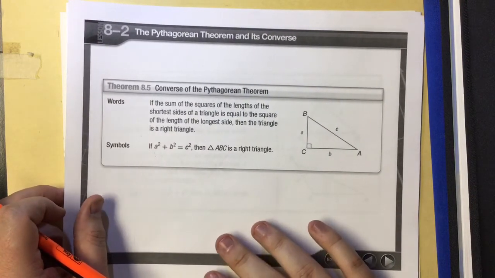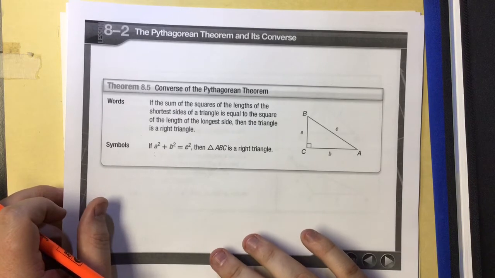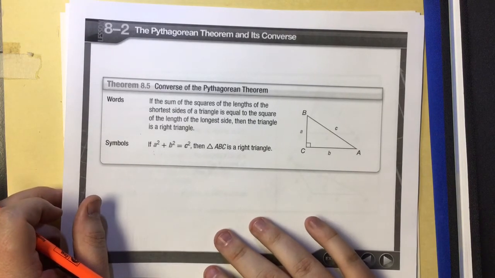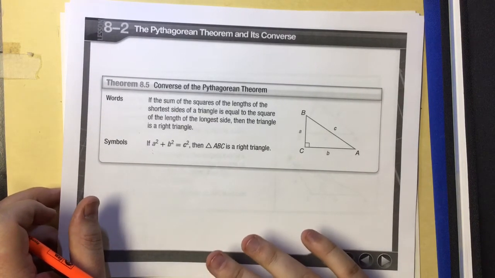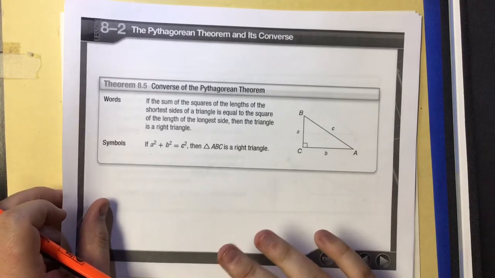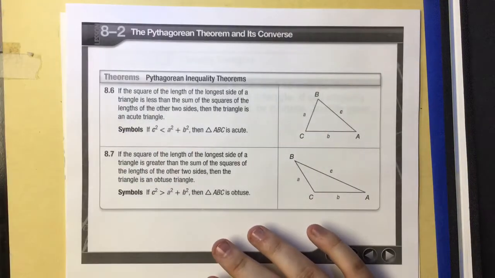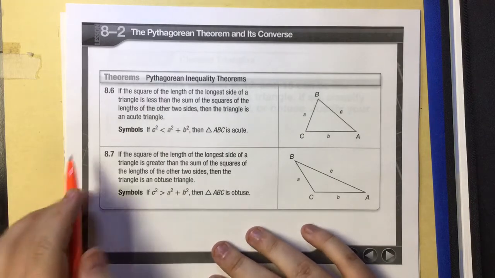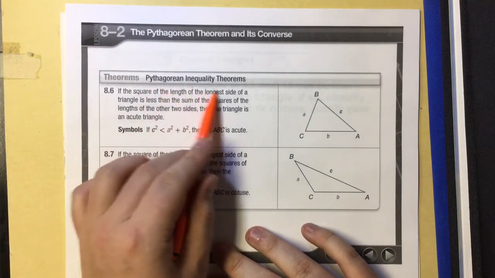What if we do the 2 short sides squared, add them up, and we see if it equals the last side? What if it doesn't? What if a squared plus b squared is bigger? Or what if a squared plus b squared is smaller? What does that mean about the triangle? And well, here it is. Those are our Pythagorean inequalities.